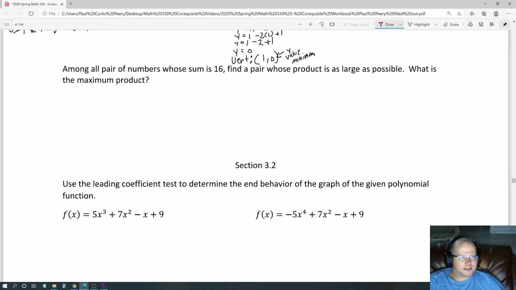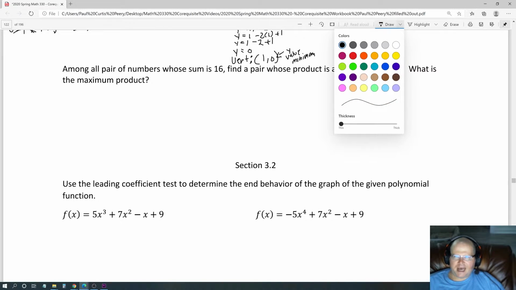Among all pairs of numbers whose sum is 16, find a pair whose product is as large as possible. What is the maximum product? Okay, now, I do want to point something out. You can do this by inspection fairly easily. I will do it the long way, but feel free to do this by inspection.